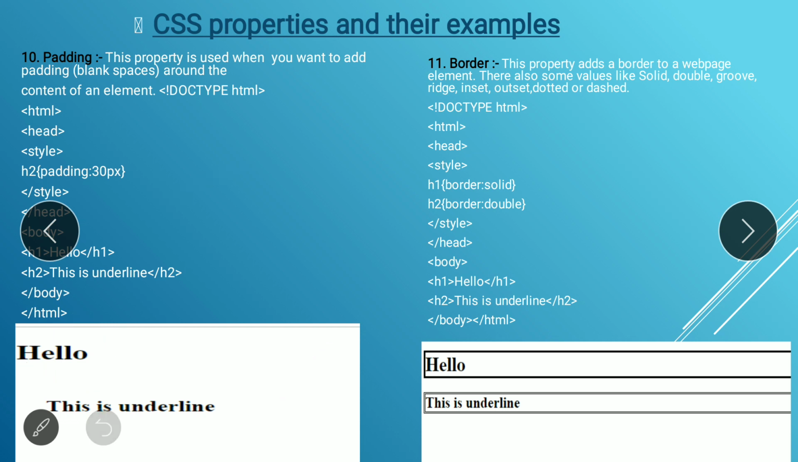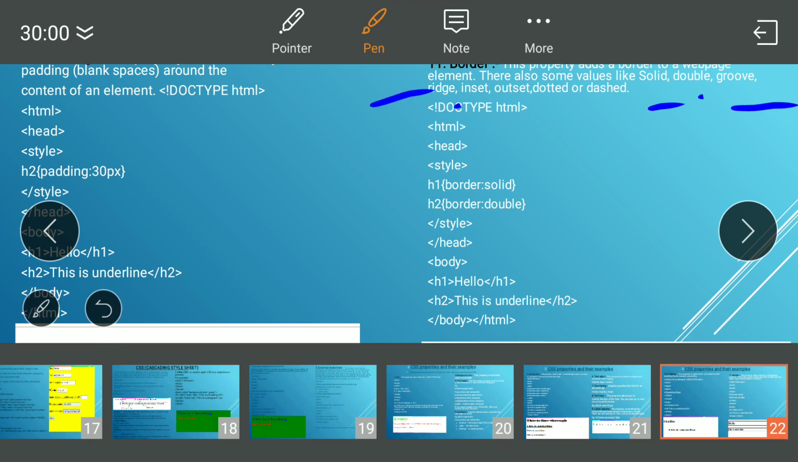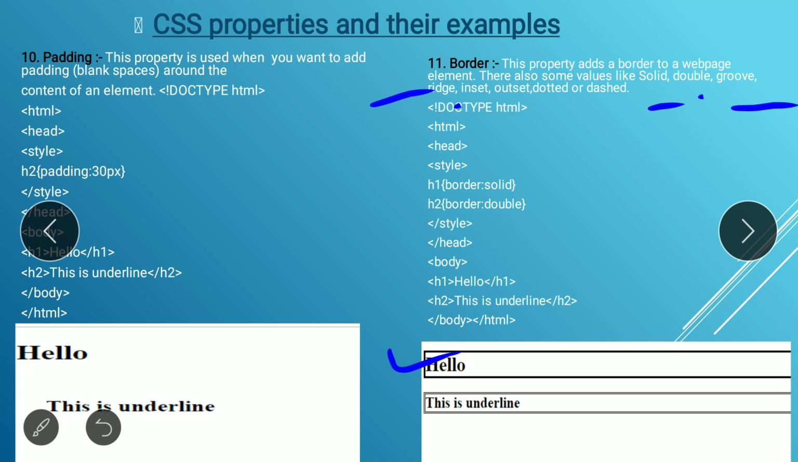Next is the border. Border means this property adds a border to a web page element. Whichever tag you want to set a border on, at that time you can use the border property. So there are some values you can see here. Solid: for h1 I use the solid. Second is double: for h2 I use the double border. Like that you use groove, ridge, inset, outset, dotted or dashed. These all are the values for the border.